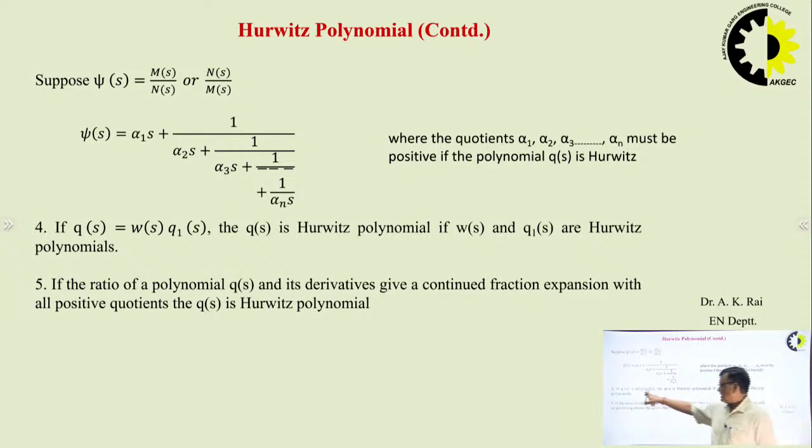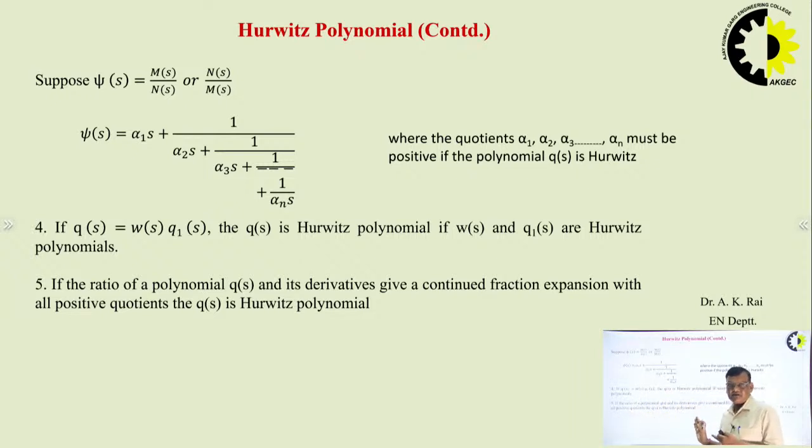It means if after one or two divisions the remainder of Q(s) becomes 0, then your continued expansion stops there. What we will do is separate W(s) and Q1(s) from Q(s) and carry out the testing for the Hurwitz polynomial W(s) and Q1(s) separately. The fifth property: if the ratio of the polynomial Q(s) and its derivative gives a continued fraction expansion with all positive quotients, then Q(s) is a Hurwitz polynomial.